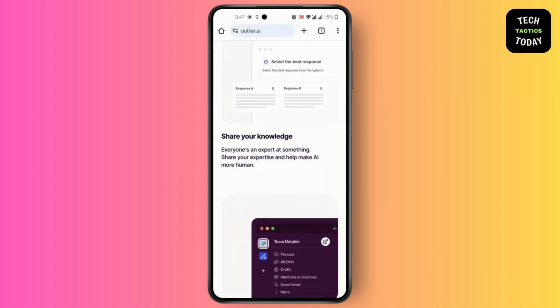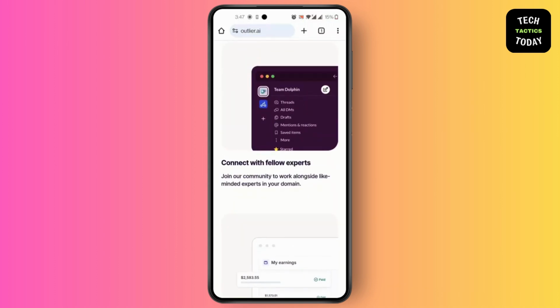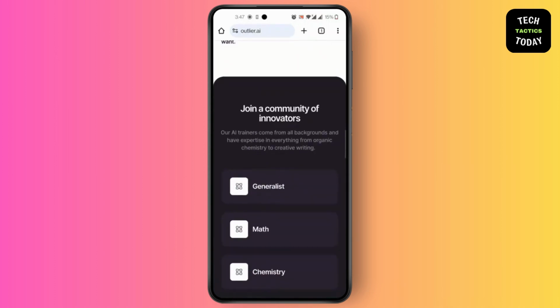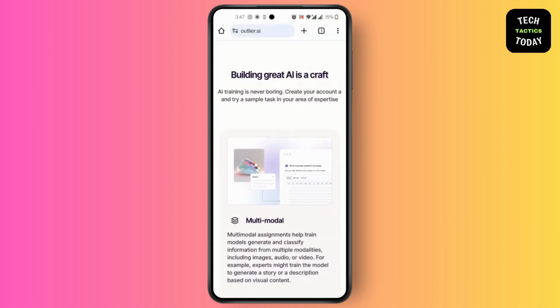In Outlier AI, you can share your knowledge. Everyone's an expert at something, so you can share your expertise. You can also connect with fellow experts and join the community of Outlier AI. You can also get paid on your terms, earn competitive pay by working from anywhere.